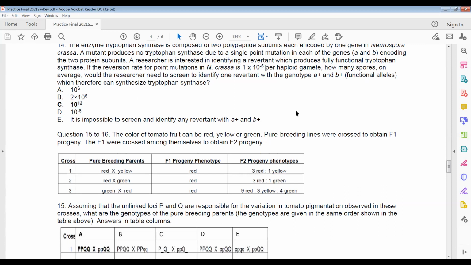So what formula did you use? I use 1 over 1 times 10 to the negative 6. Oh no. So here we are talking about 2 genes, so you have to use the formula like 1 over 10 to the minus 12, because we are talking about 2 genes here. You have to multiply this probability twice, right?